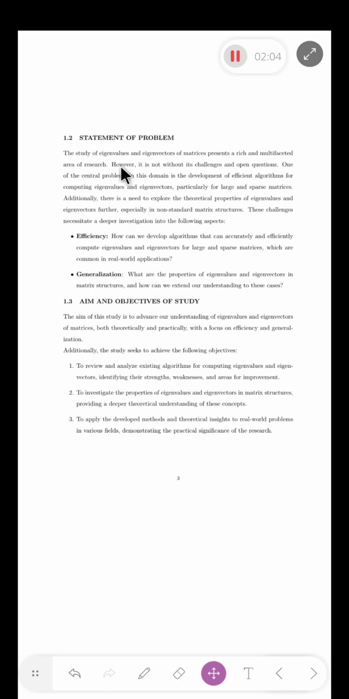Now, one thing about this statement of problem is that right from time we used to come across challenges which need a deeper investigation. And what are these challenges? We come across a particular question which says, how can we develop algorithms that can accurately and efficiently compute eigenvalues? That is, an accurate algorithm that will give us an efficient step to compute these eigenvalues and these eigenvectors.